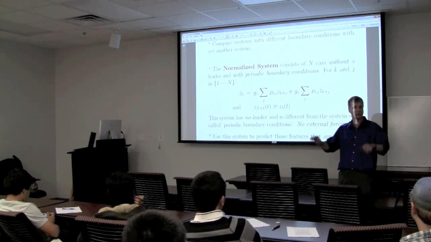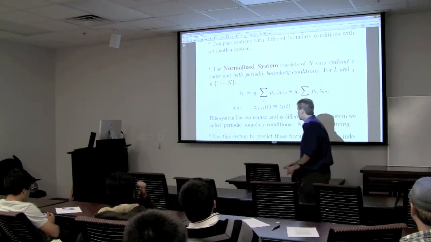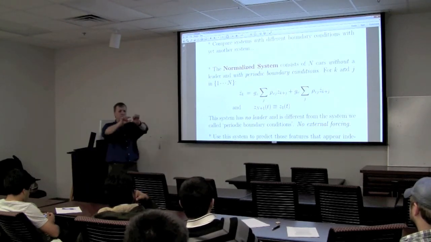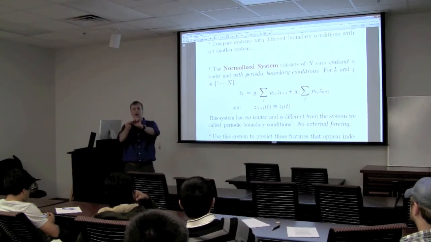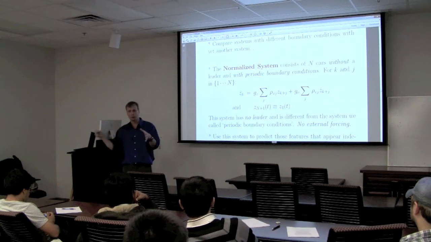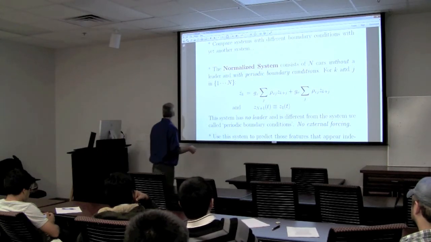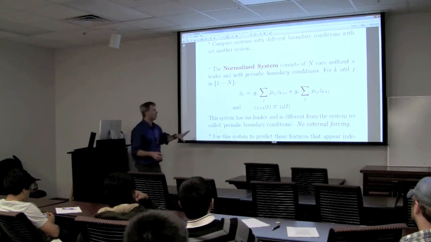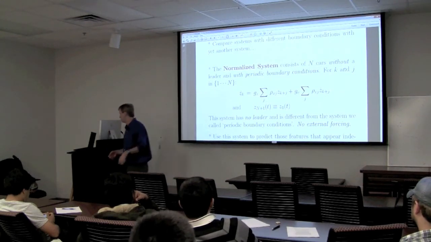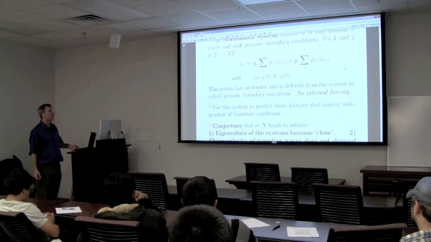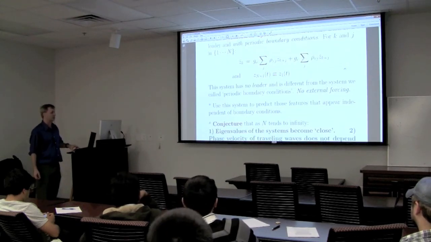So this is where I lose touch with mathematics. And I'll explain that a little bit more precisely. The normalized system is the system with periodic boundary conditions and no leader. So you can give people initial velocity, but there's no external forcing. Okay? I'm going to use that system to predict the features that apparently are independent of the boundary conditions.